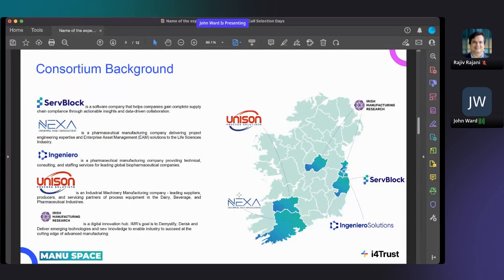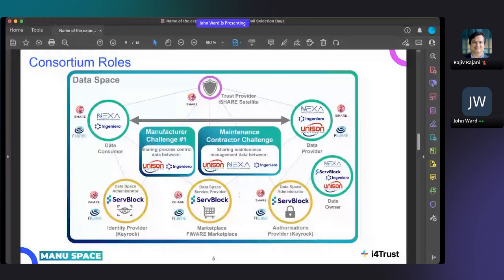Our DIH is Irish Manufacturing Research, which is a digital innovation hub based here in Ireland. IMR's goal is to demystify, de-risk and deliver emerging technologies and new knowledge to enable industries to succeed at the cutting edge of advanced manufacturing. Our consortium have just gone through the roles. We have two challenges within our data space experiment for iForTrust. This is sharing process control data between manufacturing companies and sponsor pharmaceutical companies, and then the sharing of maintenance data and management data, so equipment status data, whether it's a contract manufacturer, a third-party vendor, or a pharmaceutical company looking to get insights into the status of equipment.